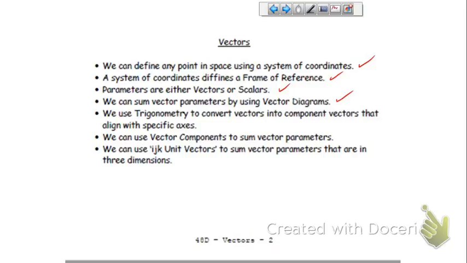We can use trig to convert vectors into component vectors that align with specific axes, and that's a really, really important skill. That's going to keep coming back. And then we can use vector components to sum vector parameters. We can use IJK vectors to sum vector parameters that are in 3 dimensions. And that also is an important skill. This is going to be important in the short term, and throughout physics 1 and physics 2.